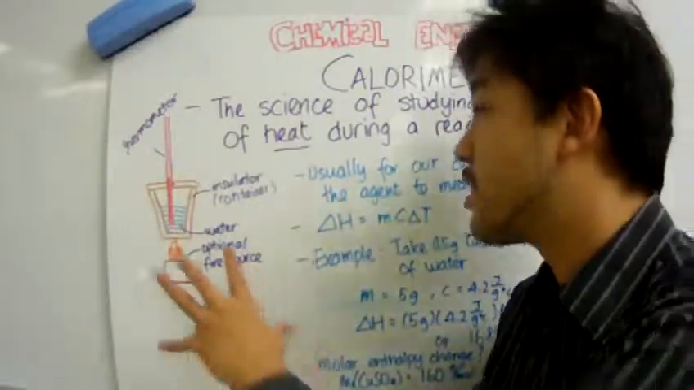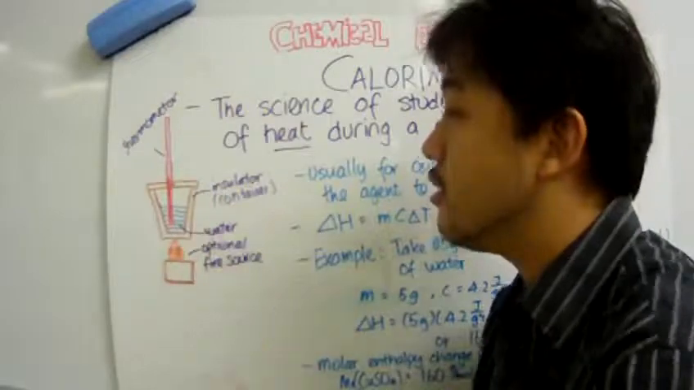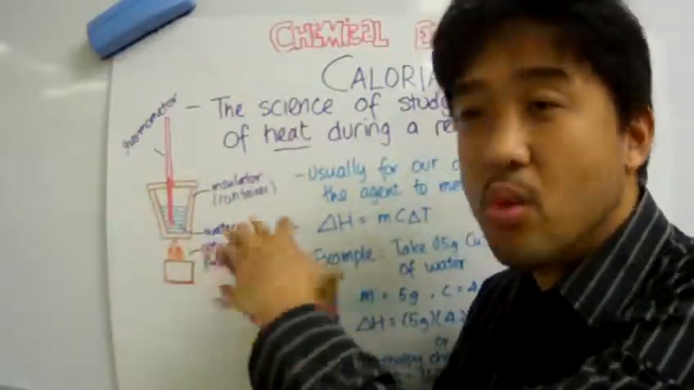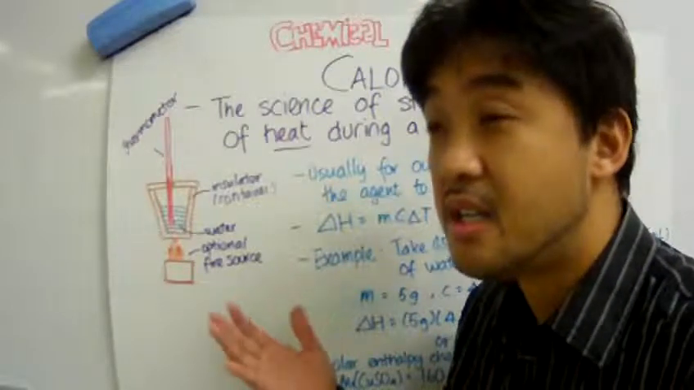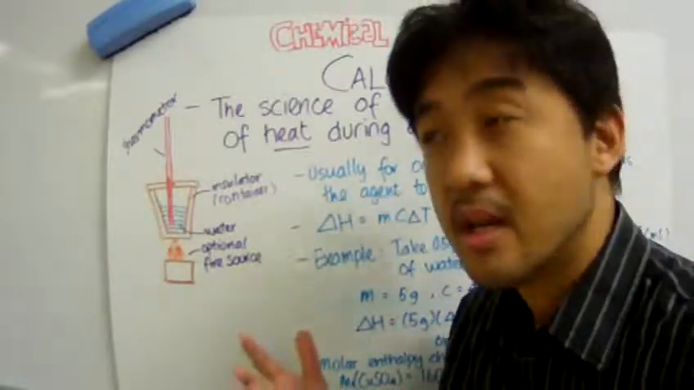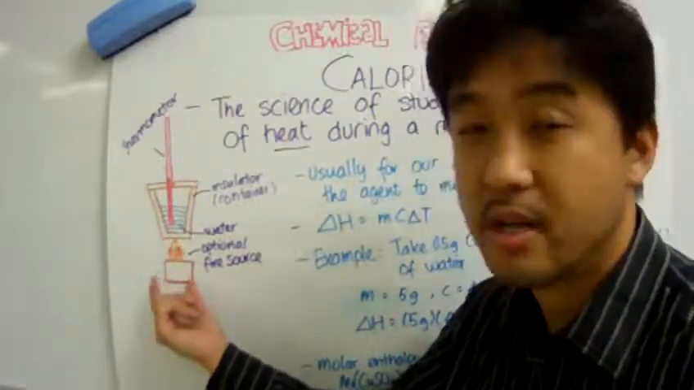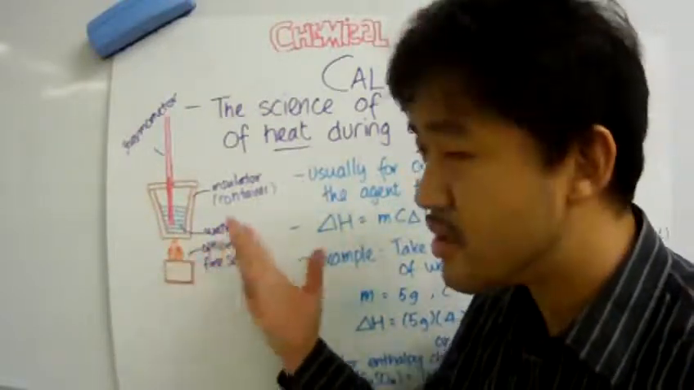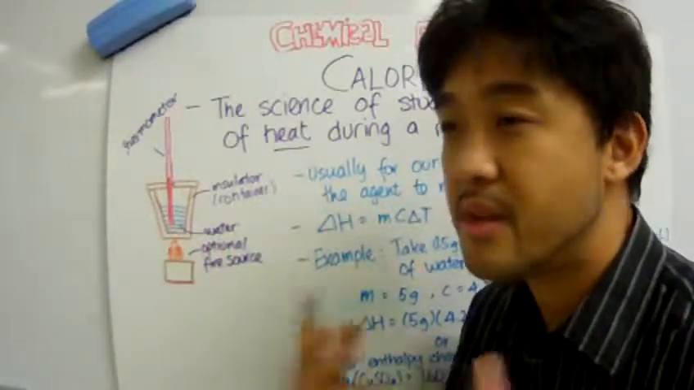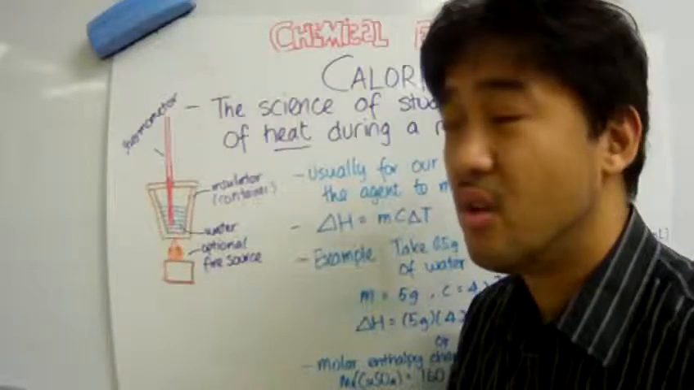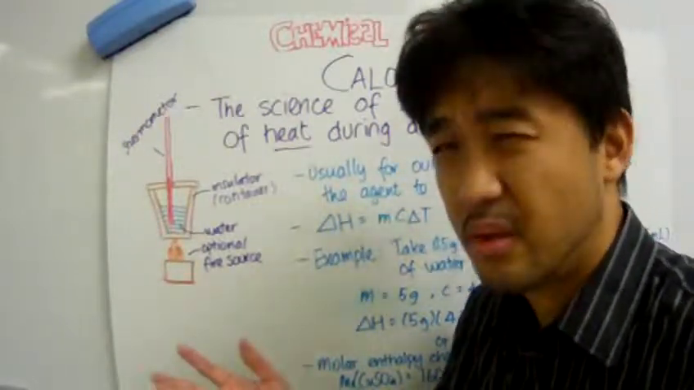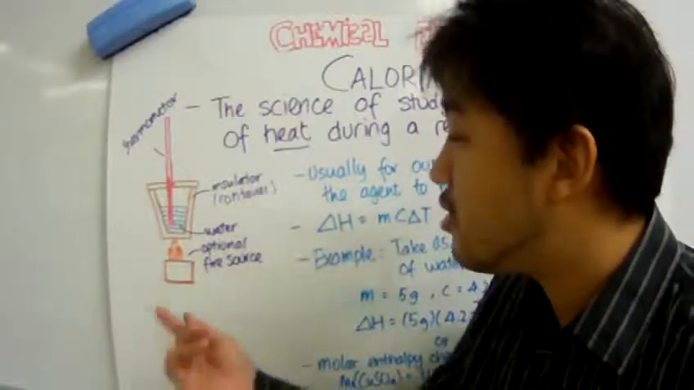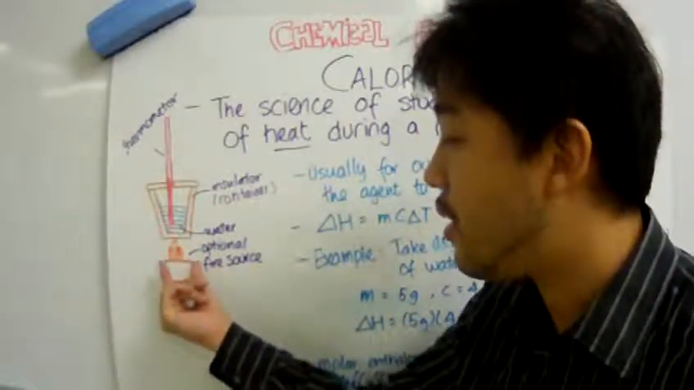Now, not all reactions will happen inside water solutions or a styrofoam cup. You may want to measure the heat released when you burn something. And this is where you can have an optional fire source. The fire source can be like if you want to burn methane or hydrogen or propane, which is safer, or paraffin oil, whatever you have, right? You can burn it, so have an optional fire source.